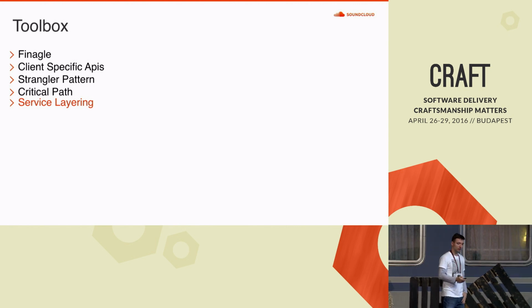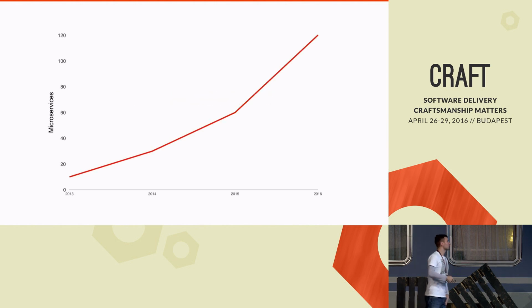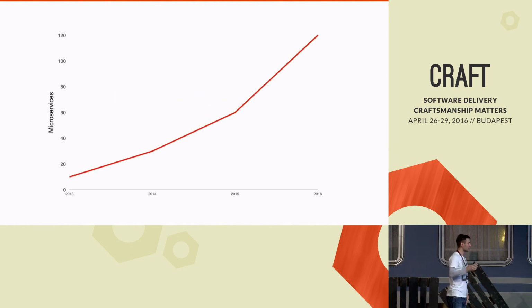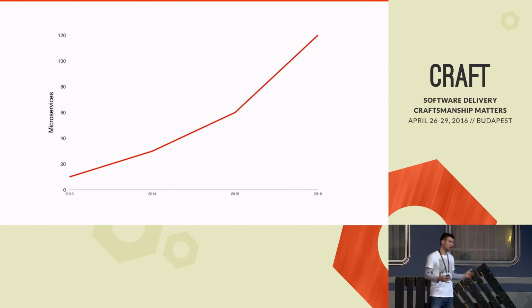So the next thing I want to talk about is the humane registry. As I had shown before, the number of microservices we had has grown a lot. And over time, we started having organizational problems. At the initial times when we had 10 to 20 microservices, almost every engineer in the company knew what microservices we had, how many of them there were, which teams were maintaining them, and what operations they were supporting. But nowadays we have around 140 microservices.